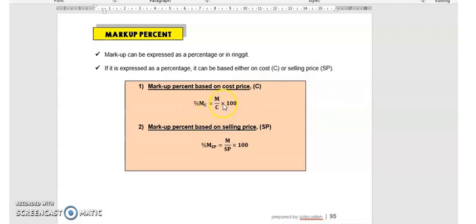So markup percentage equals markup divided by cost. If based on cost, divide it by cost. If you want to express it in percentage, then multiply by 100. When you want to express markup percent based on selling price, it is markup divided by selling price, then multiply by 100. Okay, after this we look at an example on how to calculate markup and markup percent.